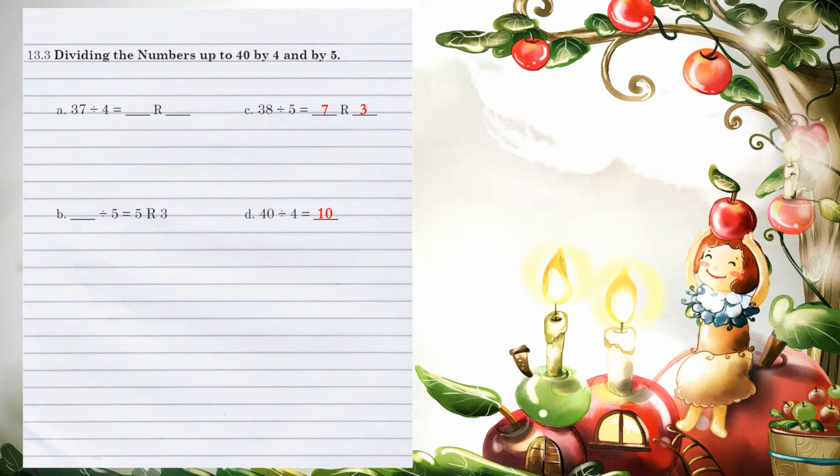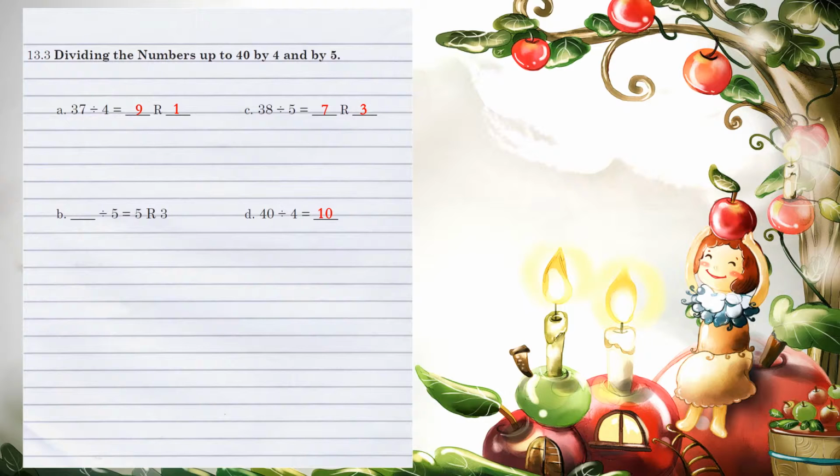Unit 13.3, dividing the numbers up to 40 by 4 and by 5. Example A, 37 divided by 4. There's not a number you can multiply times 4 that gives you exactly 37, but the closest is 9. 9 times 4 is 36. How many do I have left over once 36 is taken away? We have a remainder of 1.